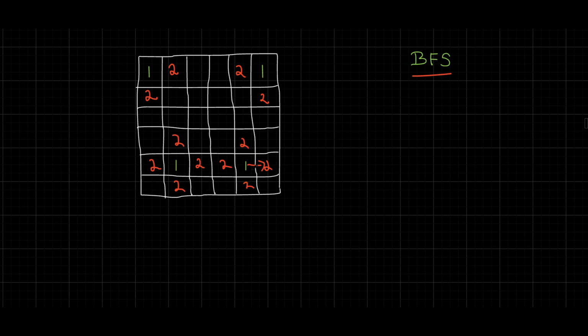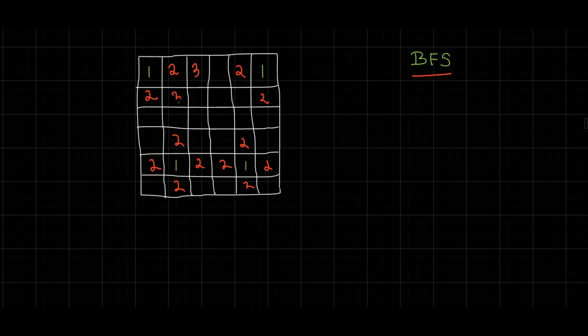Now, in the multi-source BFS, we have completed the first iteration. Now we have to go to the third level. That means this is our first level, this is our second level. Now we have to go for the third level. So for the third level, we have to start from all of the 2s. Now here for these 2s, we can go right and down. So here, this is the third level.